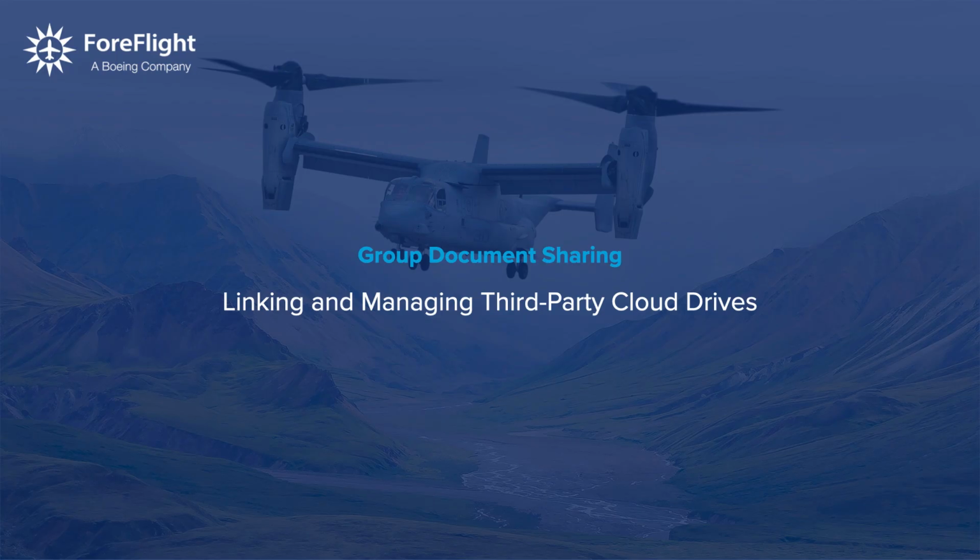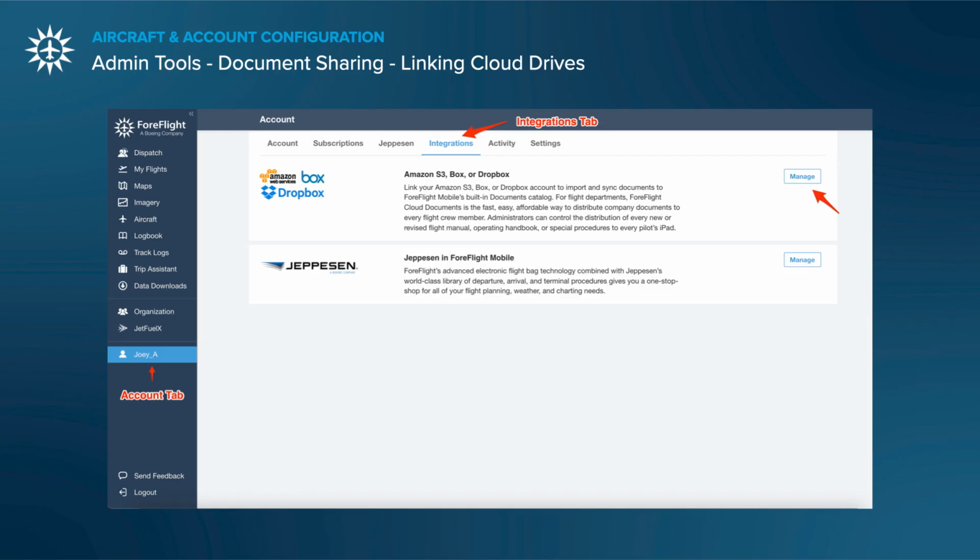The next topic we're going to discuss is linking and managing the third-party cloud drives. Starting on the same account tab that we were mentioning where the Jeppesen tab is, our integrations tab. The integrations tab is where you're going to manage your account linking with your external cloud drive. Currently, we support the Amazon S3 buckets, Box.com, and Dropbox.com. These three associations will allow you to place data directly from those servers to the devices themselves, directly to the iPad, directly to the iPhone.